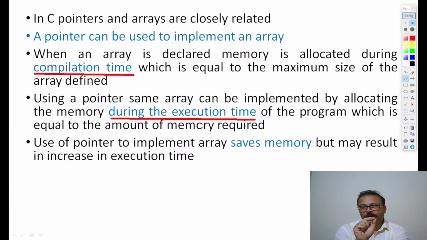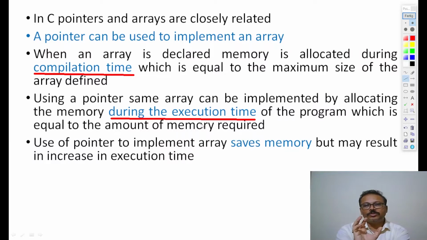We have already used pointers, but we have not used anything like dynamic memory allocation. So for the pointer variables, the memory is allocated during compilation time only. For the data to which the pointer is pointing, that memory can be allocated during the execution time, depending on the requirement.